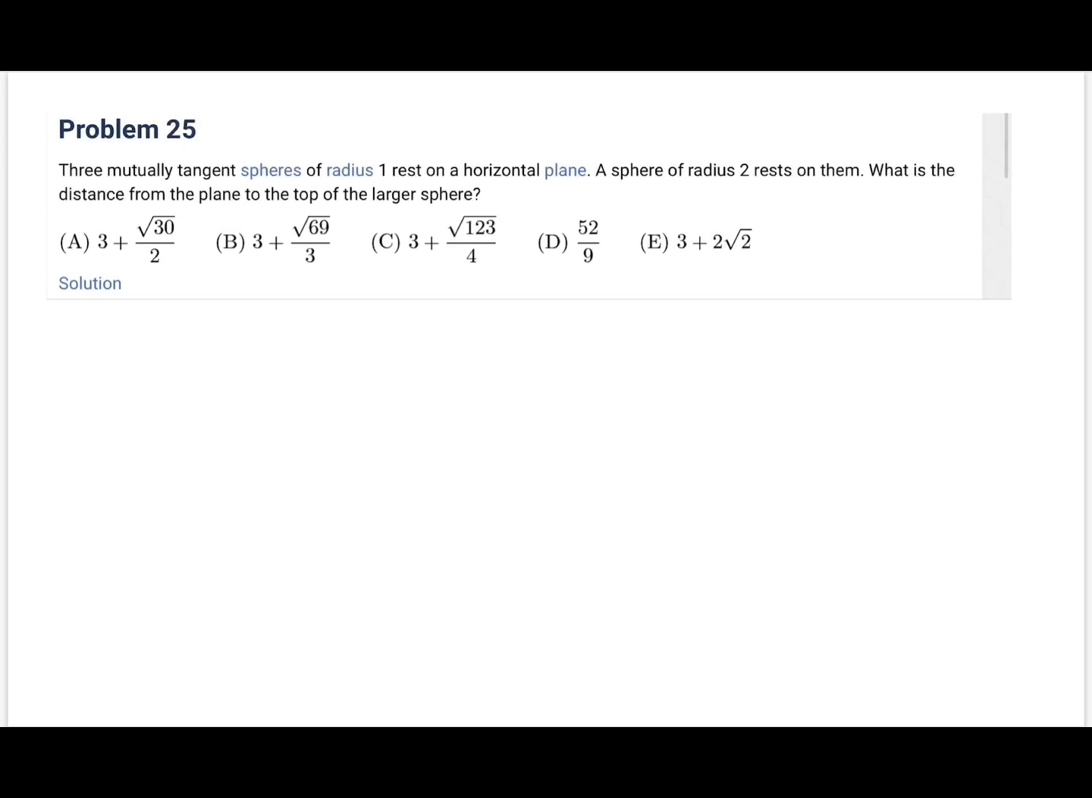Okay, so the last problem, number 25. Three mutually tangent spheres of radius 1 rest on a horizontal plane. A sphere of radius 2 rests on them. What is the distance from the plane to the top of the larger sphere?